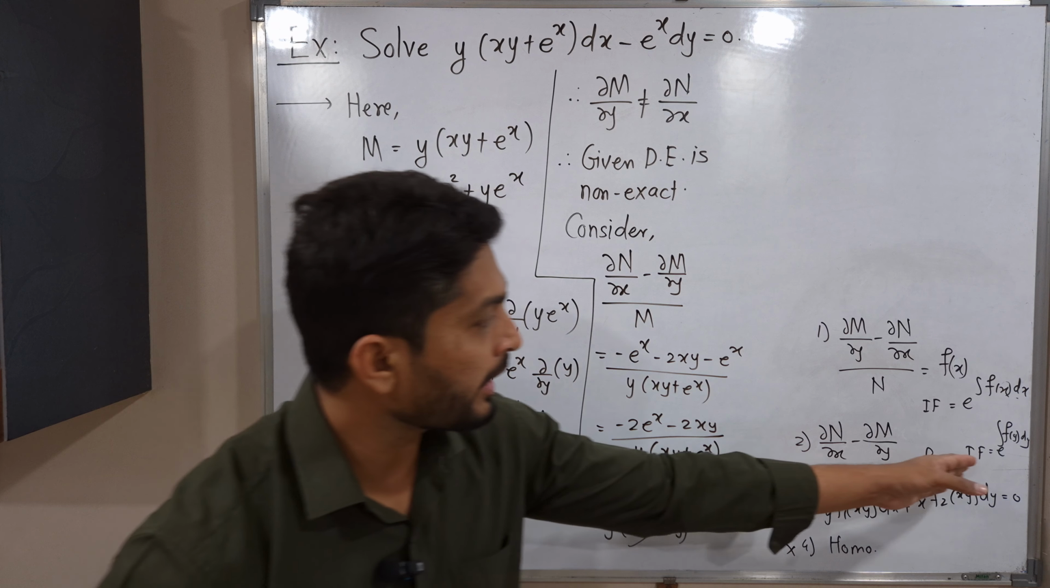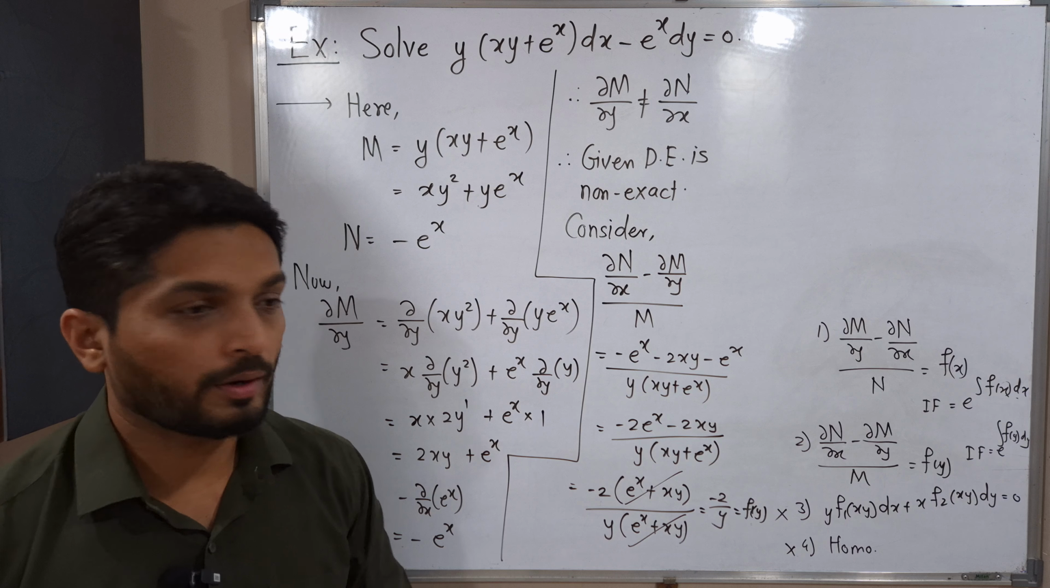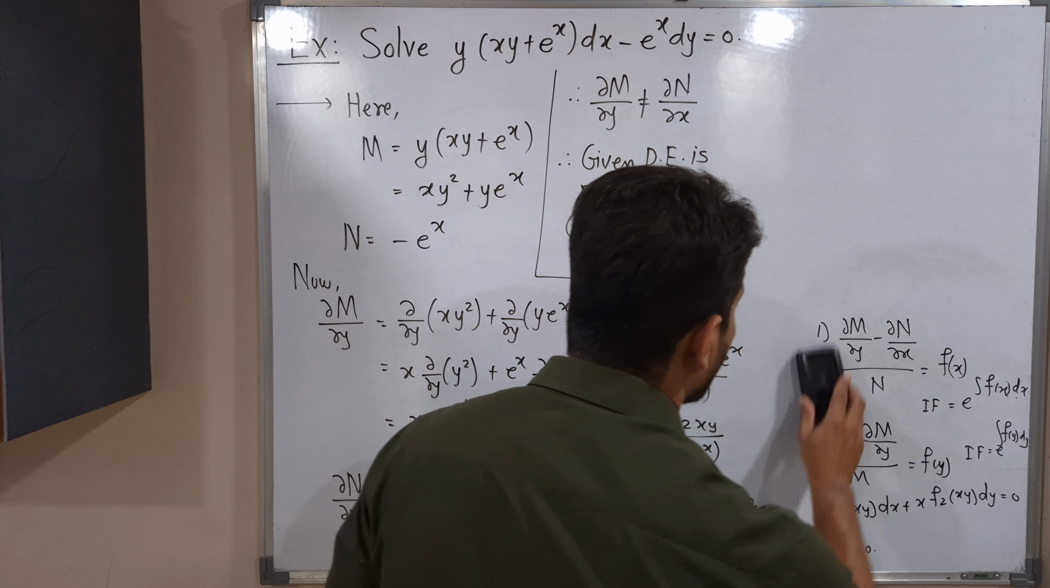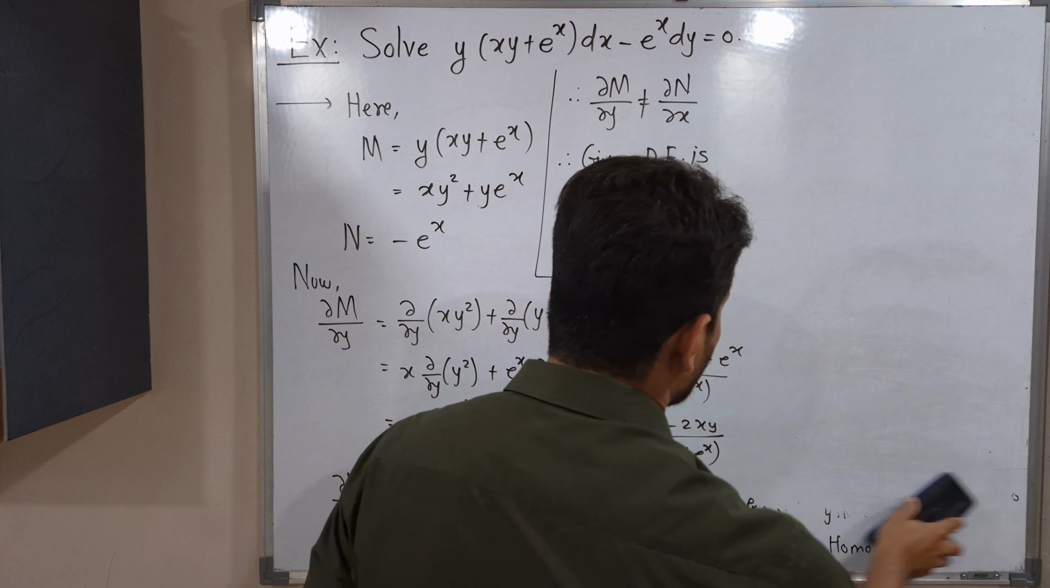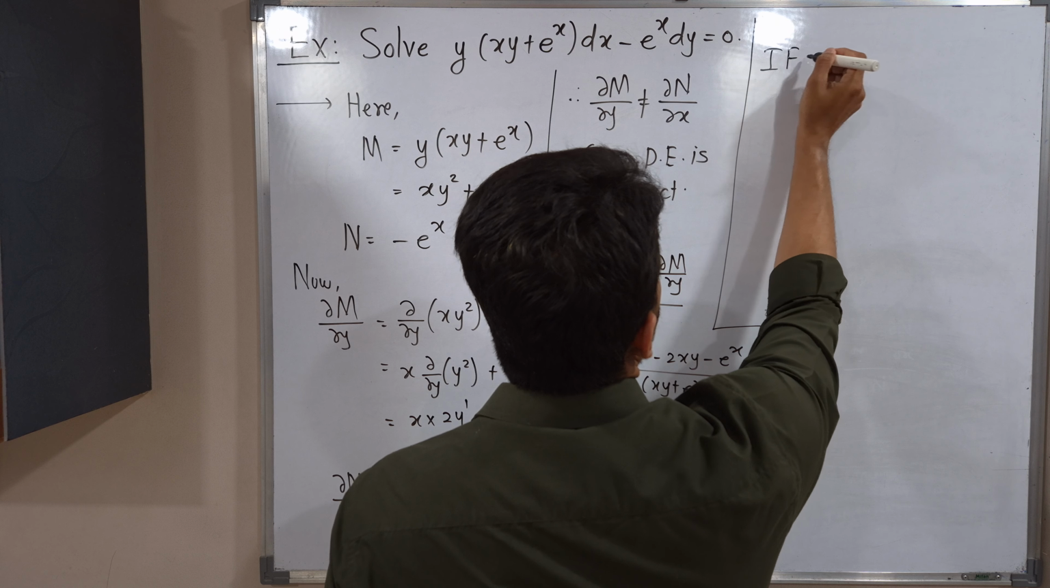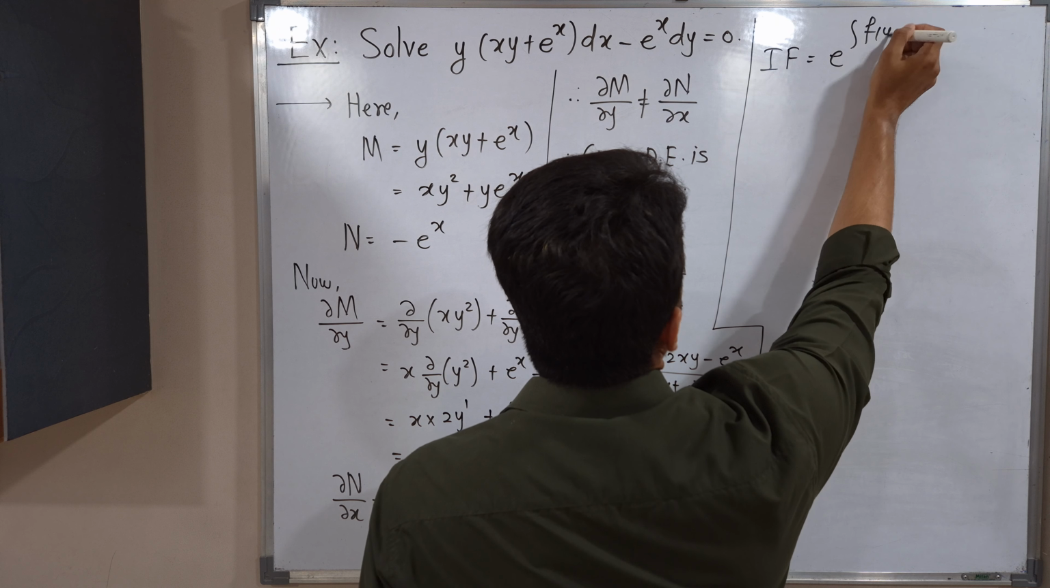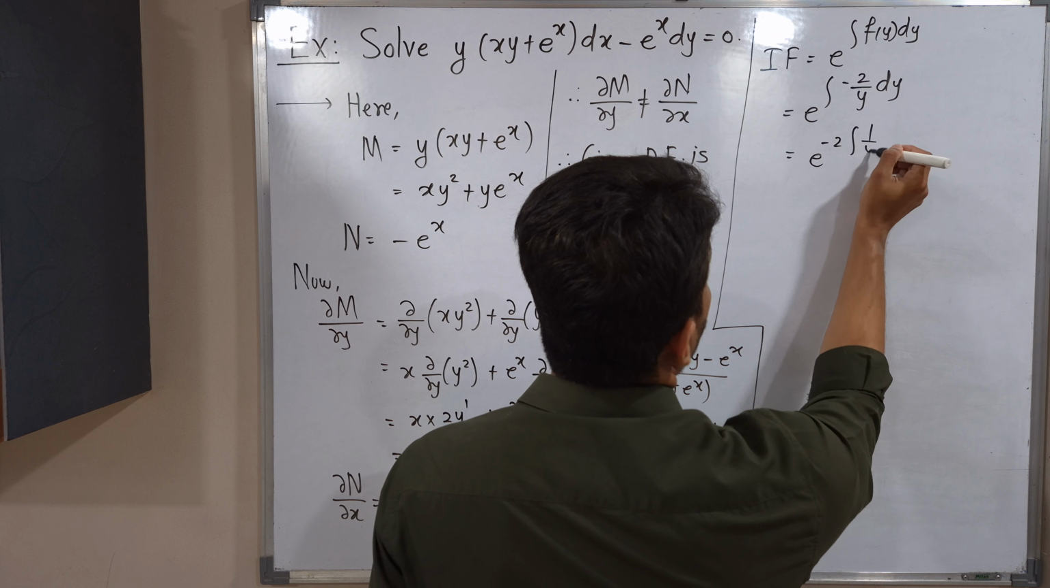So I will go further in that way. The integrating factor will be e raised to the integral of f(y) dy. Let us find the integrating factor now. Here I will write: the integrating factor is e raised to the integral of f(y) dy. So e raised to the integral of minus 2 by y. Tell me how to integrate this one. Generally the constants we take outside, so e raised to minus 2 will come outside, the integral of 1 by y dy.